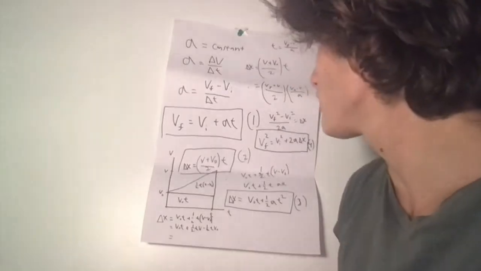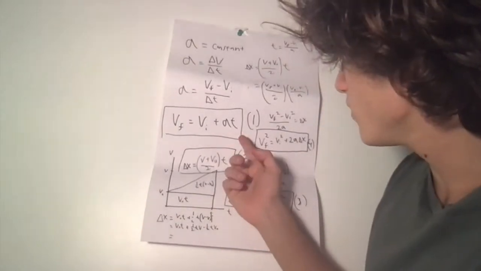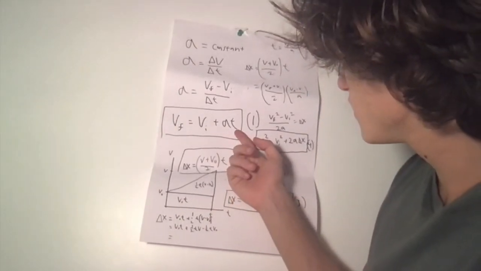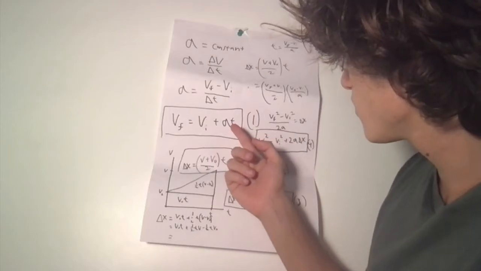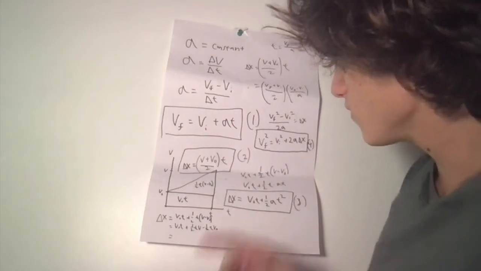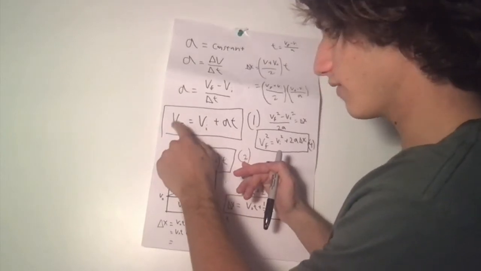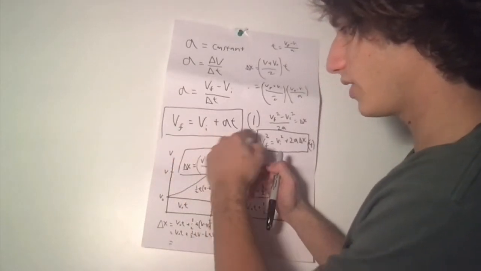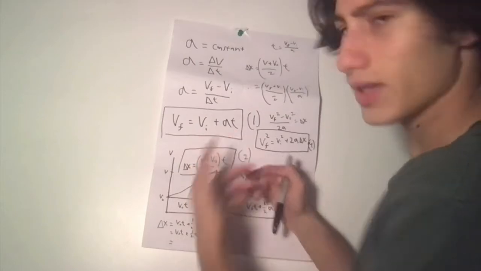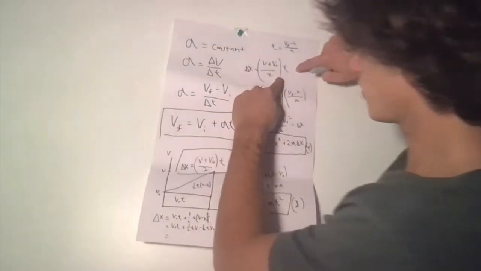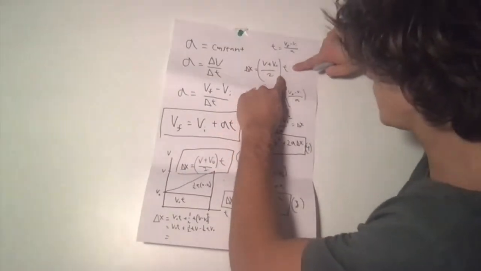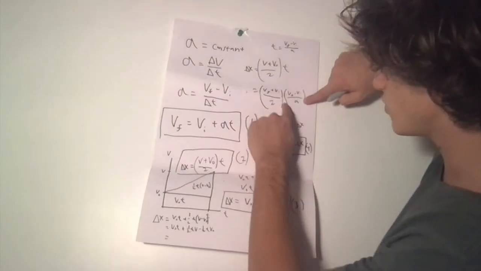That would be nice. So if we look at 1, we can just solve for t, right? We reorder this. We bring the v initial back here, so we have v final minus v initial. We divide it by acceleration. That is equal to t. So t is equal to v final minus v initial over a.